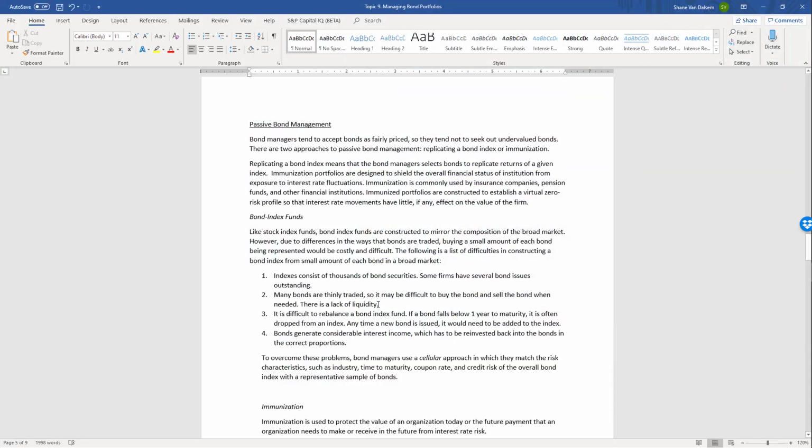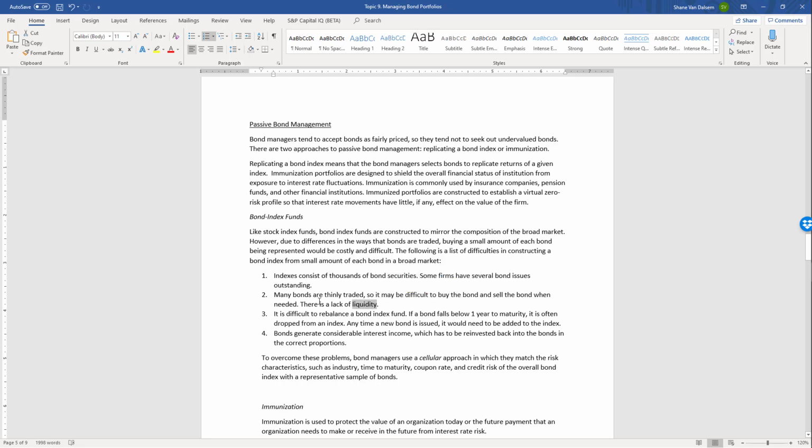Many bonds are thinly traded, meaning there's not a lot of buyers and sellers, and that kind of makes sense. I just showed you Walmart, they have 47 different bond issues. So there are a lot of different bonds out there for the different companies. So there's not investors that are interested in buying every bond that a company owns. So they tend to be fairly thinly traded. So it may be difficult to buy the bond and sell the bond when needed. So this is a lack of liquidity here.